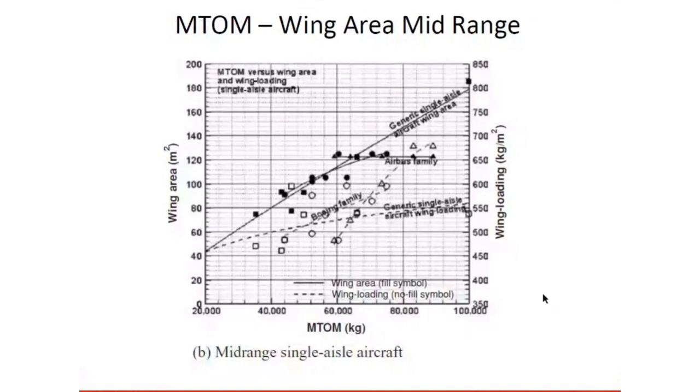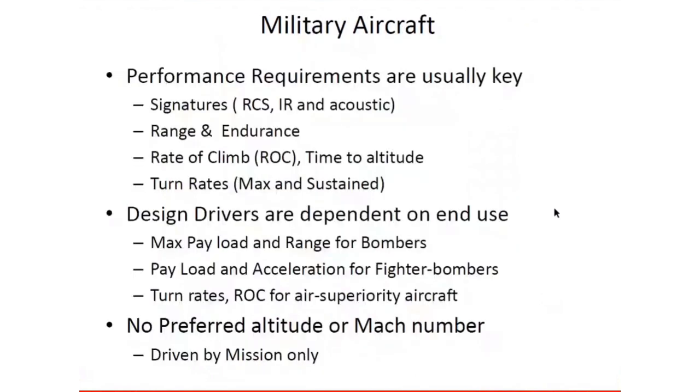So, okay, that is the civil aircraft. Now, if you're looking at military aircraft, what kind of requirements are we looking at? Military aircraft requirements are usually very key, and they are signatures in terms of radar cross section, infrared and acoustic signature, range and endurance, rate of climb, time to altitude, turn rates, maximum and sustained turn rates. So for military aircraft, performance is the design driver. You have to meet the performance. Nobody is interested in saying that if you reduce the rate of climb, I'll give you better fuel consumption. No, that's not acceptable. So here, performance is the design driver.